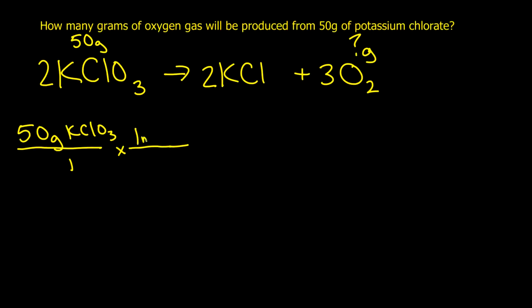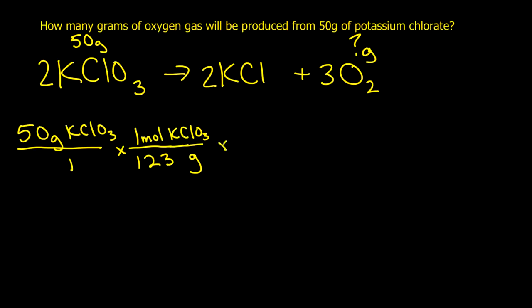So 1 mole of potassium chlorate is how many grams? We need our periodic table for that, and we need a calculator. So potassium weighs 40 grams. Chlorine weighs 35. Oxygen weighs 16, and there's 3 of them. So we add all that up, and we get 123 grams per mole. Now, you could stop right here and do that math if you wanted to and calculate it out, but since we're doing dimensional analysis, we can keep on going.